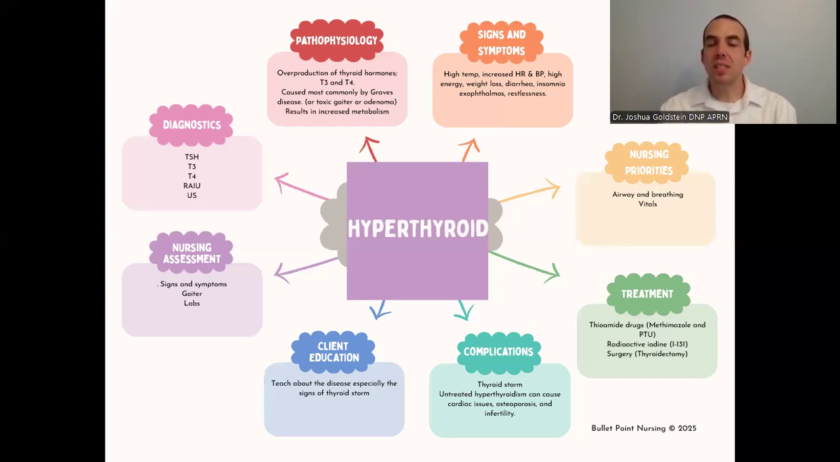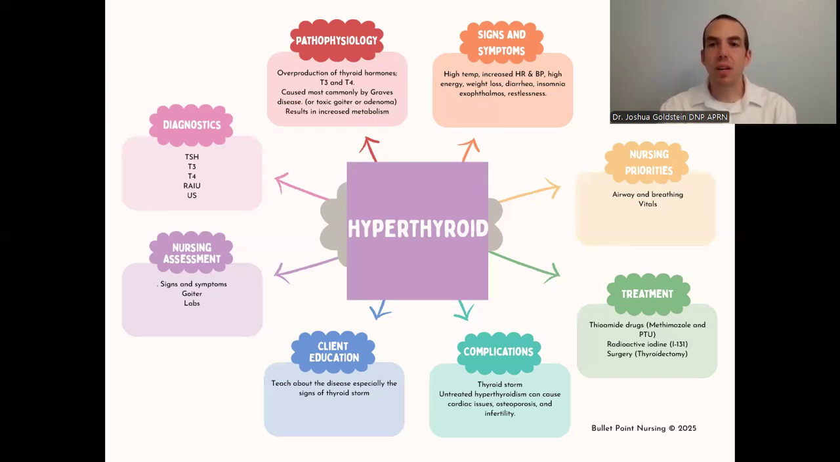The nursing assessment is very simple because it's going to be exactly what we discussed. It's going to be checking the labs, palpating the thyroid to see if there's a palpable goiter, and also checking the signs and symptoms. If you're not familiar with what a goiter is, it's nodules or other abnormalities that result in an enlargement of the thyroid gland.